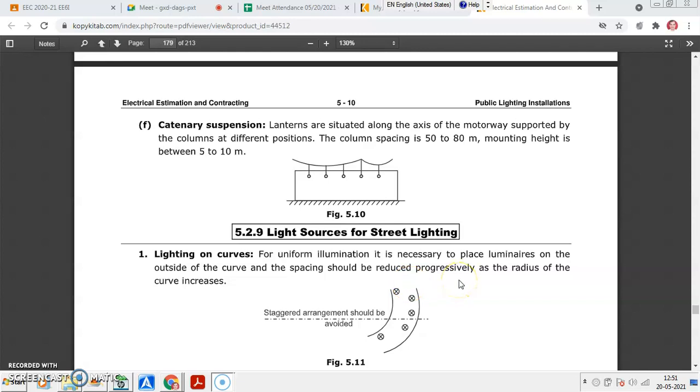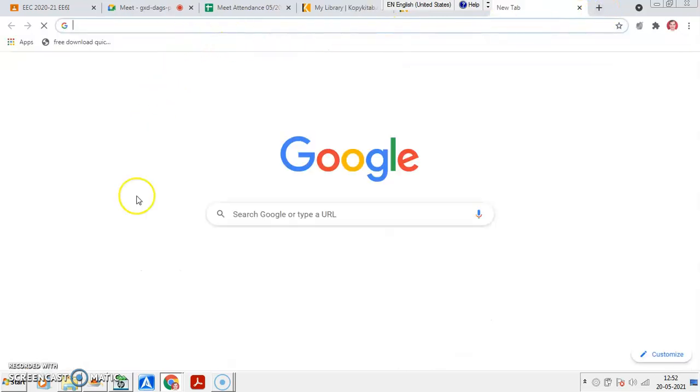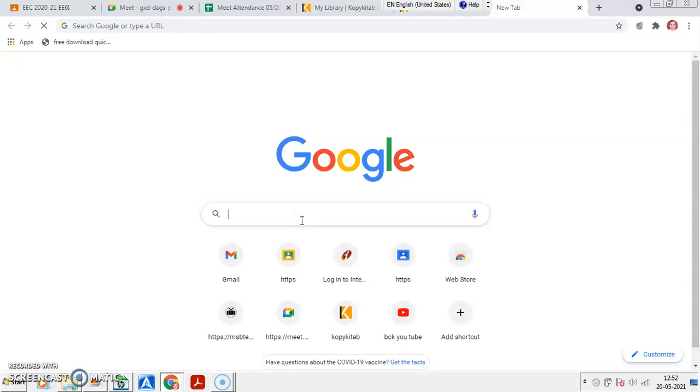Next, light sources for street light. So lighting on curves. I have taken an example, which example have we taken? Marine Drive. So Marine Drive during night.